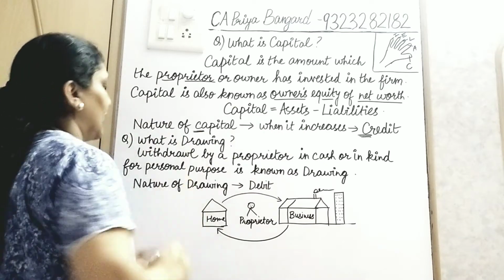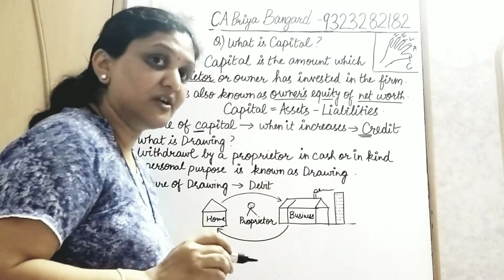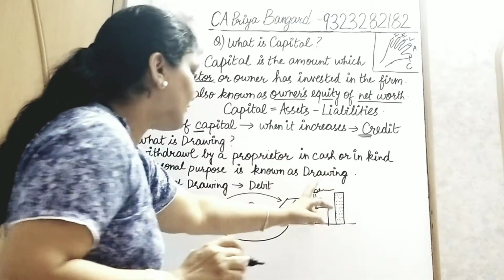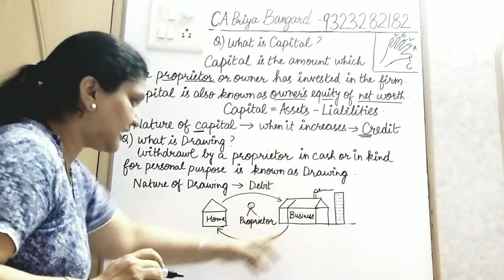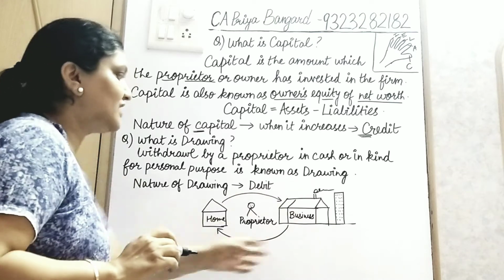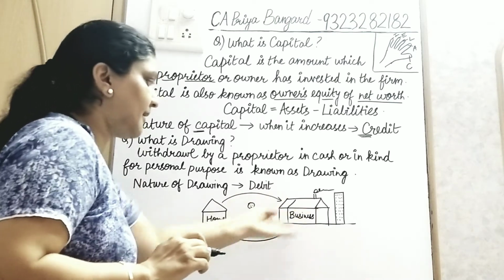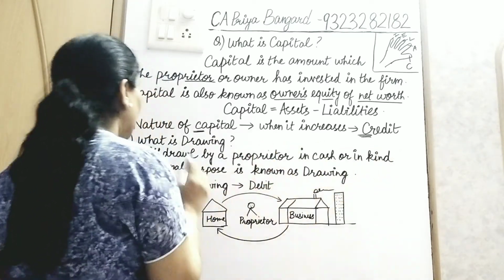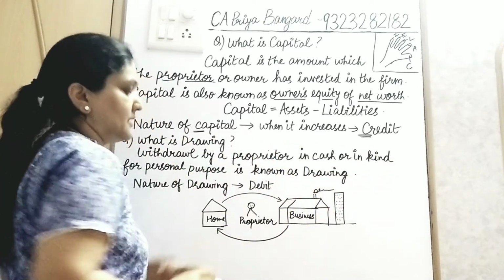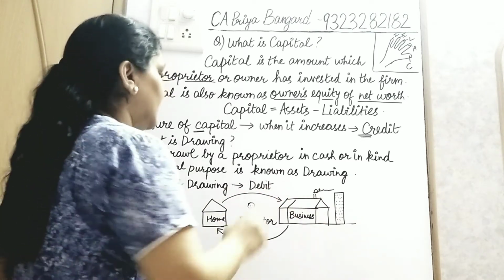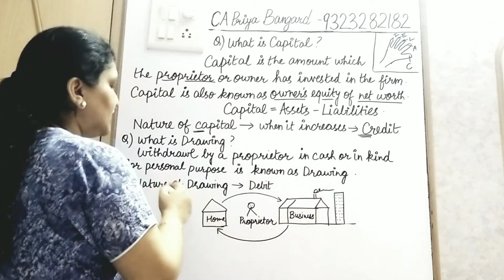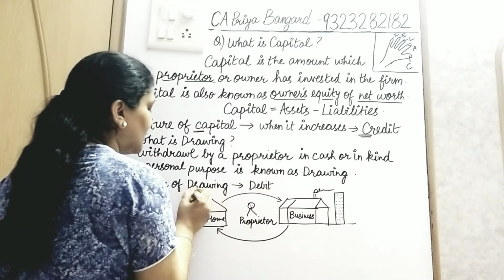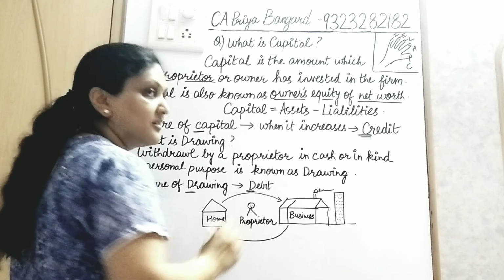Now what is drawing? Withdrawal. The keyword is withdrawal. Withdrawal by a proprietor in cash or in kind. So when you take from the business to home, that is called withdrawal, either cash or in kind. That is, in the example, you were taking shirts. So withdrawal by a proprietor in cash or in kind for personal purpose, that is, for his own personal purpose, is known as drawing. Nature of drawing is debit, and to remember it: D for drawing and D for debit.